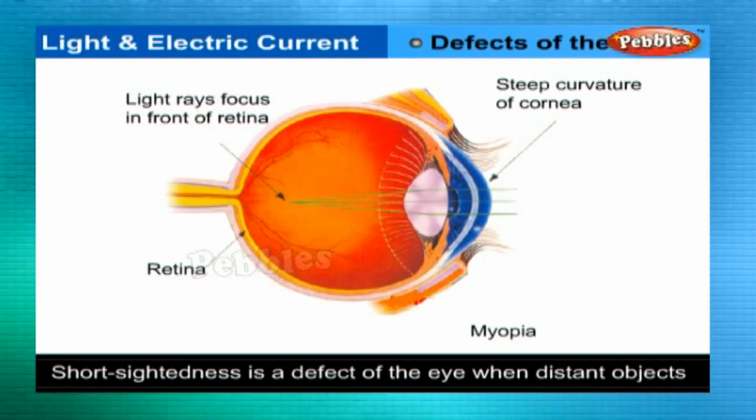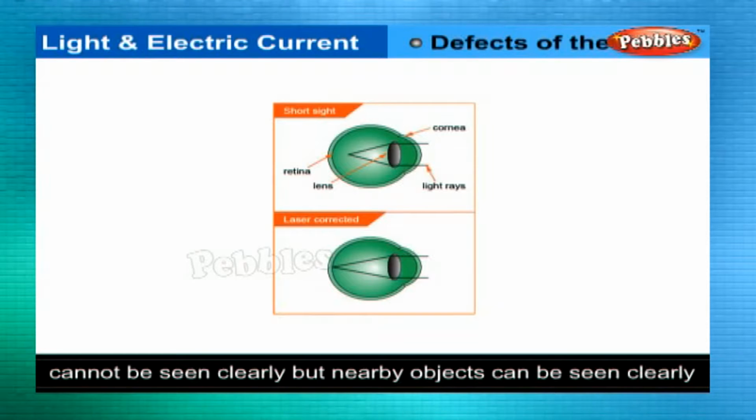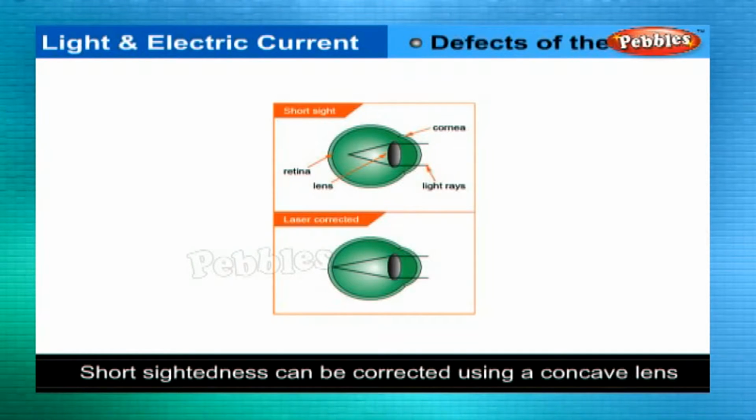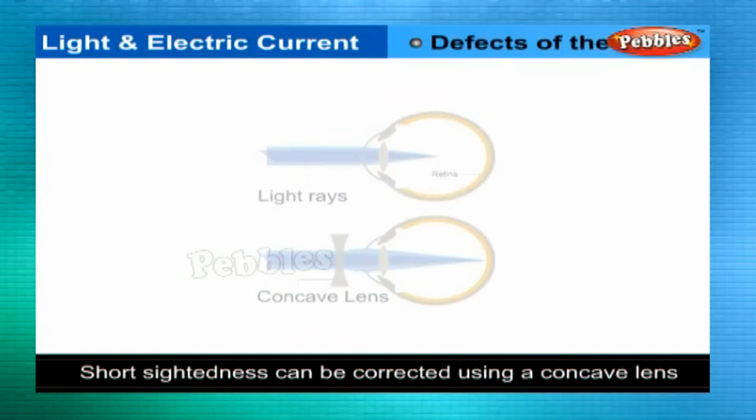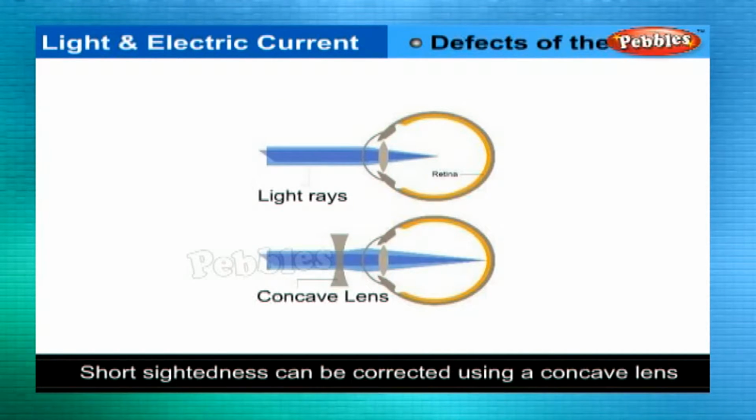Short-sightedness or myopia. Short-sightedness is a defect of the eye when distant objects cannot be seen clearly but nearby objects can be seen clearly. The short-sightedness can be corrected using a concave lens, divergent lens of suitable focal length. This lens has negative power.